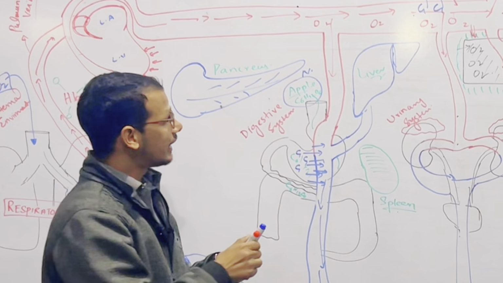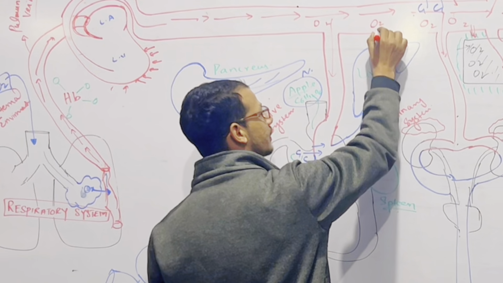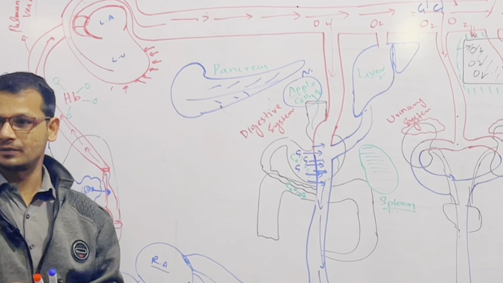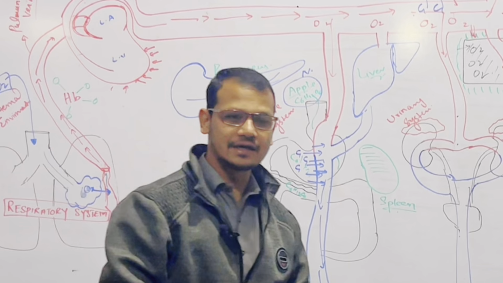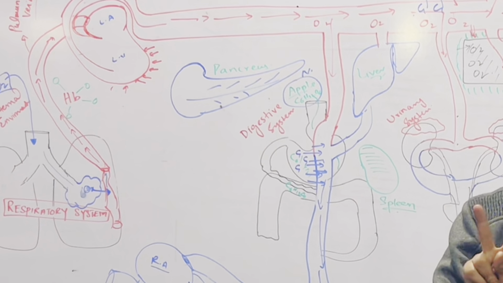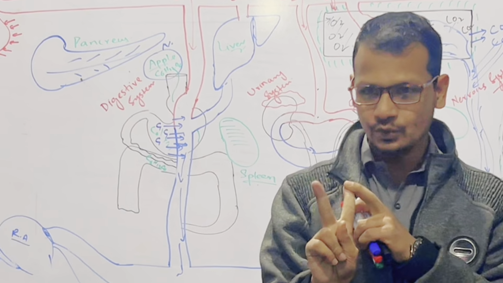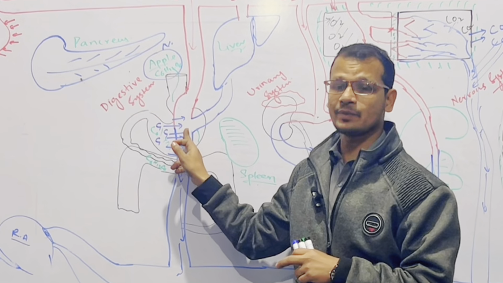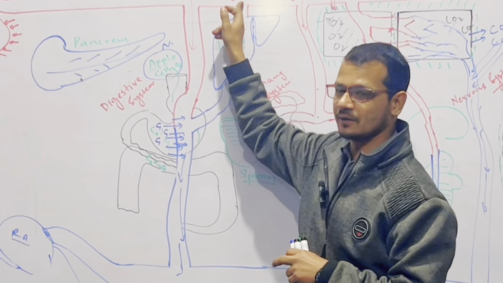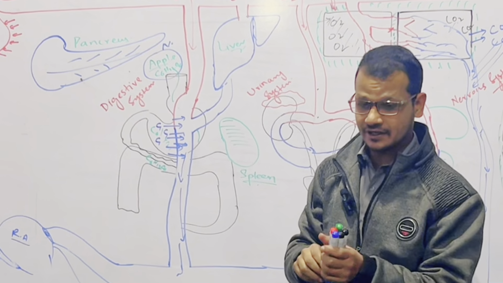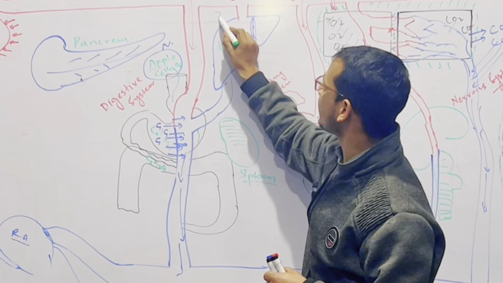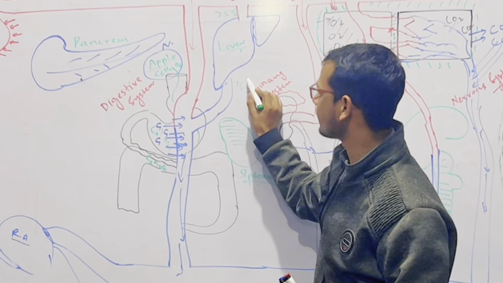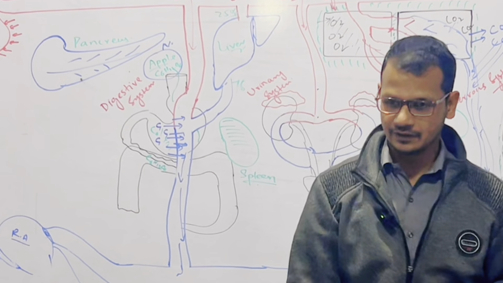And it also takes circulation from the aorta, which is called hepatic blood. This means that the liver takes two types of blood. One is partially oxygenated blood, which is coming from the digestive system. And one is pure oxygenated blood. You will be surprised that it takes 25% fully oxygenated blood and 75% partially oxygenated blood.